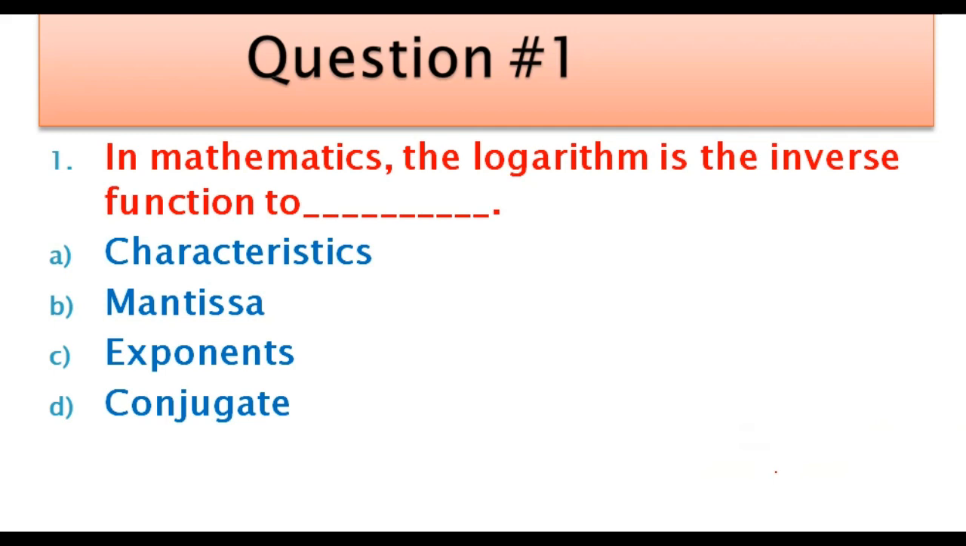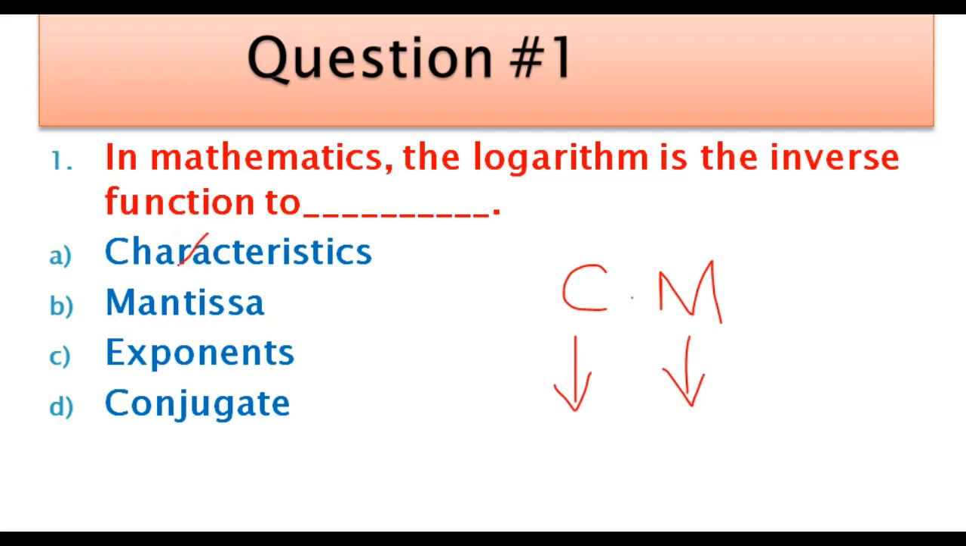Here question number 1 is that in mathematics, logarithm is inverse function to either it is characteristic, mantissa, exponent or conjugate. So here you can see that characteristic is the part of logarithm. Log consists of two parts. Whenever we are writing logarithm of any number, we have to write it in the form of C dot M, C for characteristic and M for mantissa. So characteristic and mantissa both are the part of logarithm.